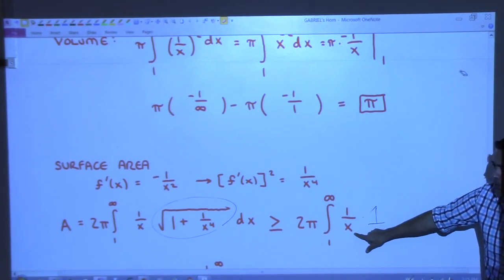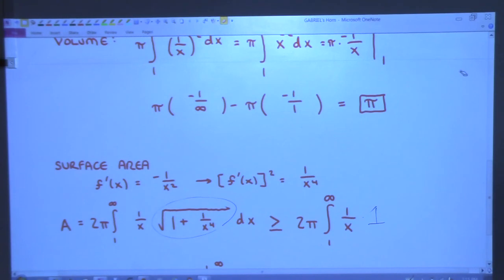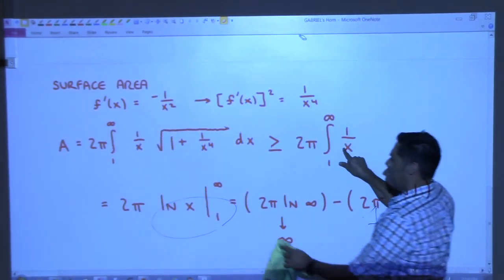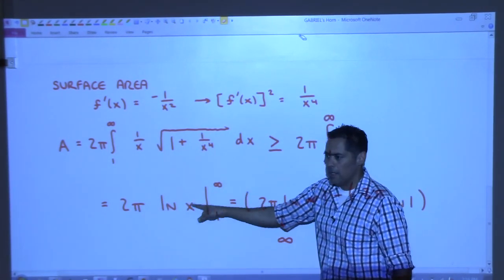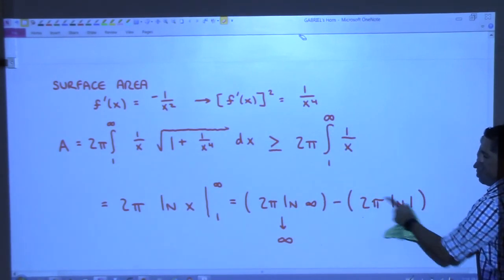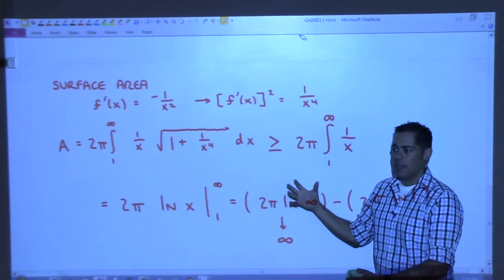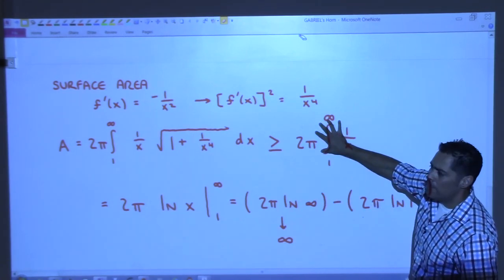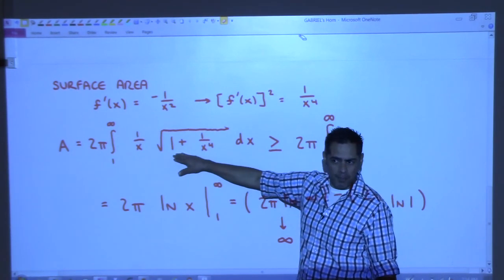This integral I could do, because the antiderivative of 1 over x is natural log of x. So if you do that integral, this becomes 2 pi natural log of x. You take a limit, and then you plug in a 1. When we plug in 1, this just goes away, because natural log of 1 is 0. But when you plug infinity into the natural log, it becomes infinite. And so this diverges. So this integral becomes infinite, and this one is bigger than that, which means this must also be infinite.